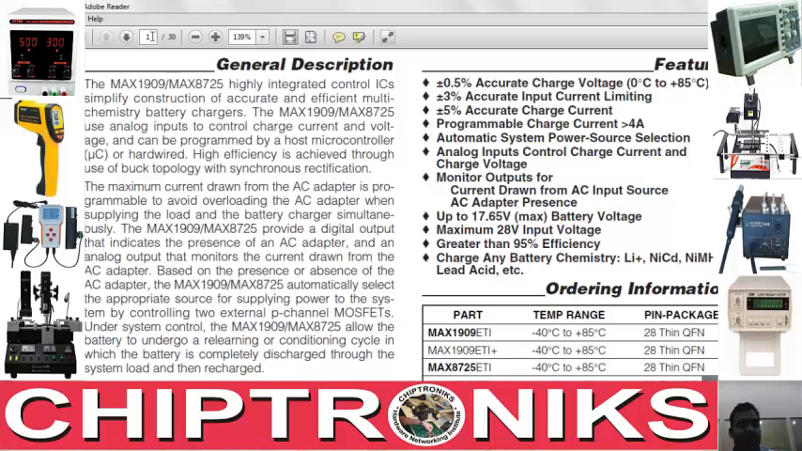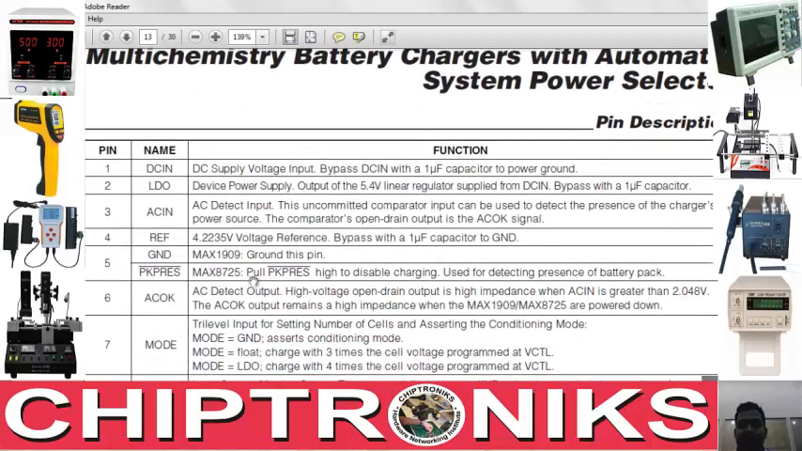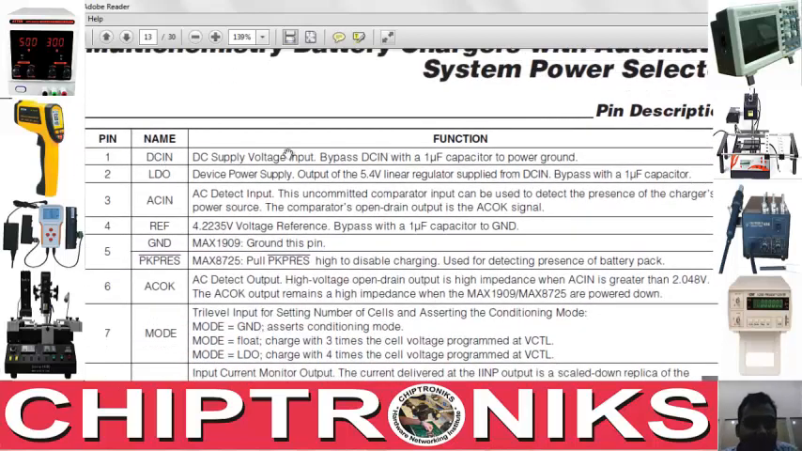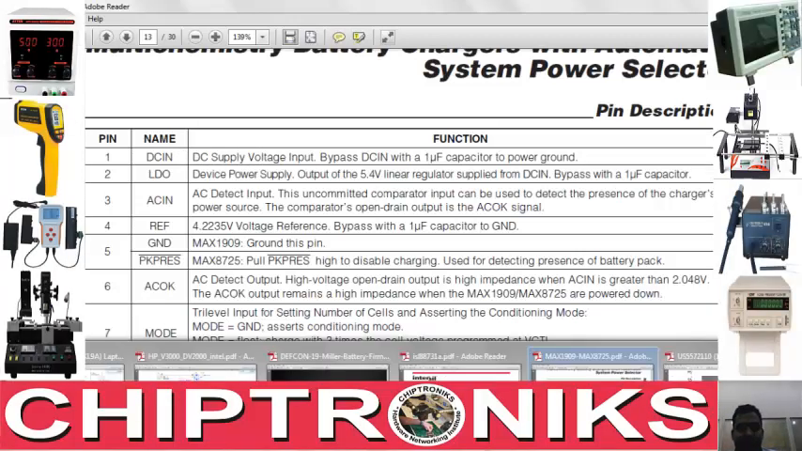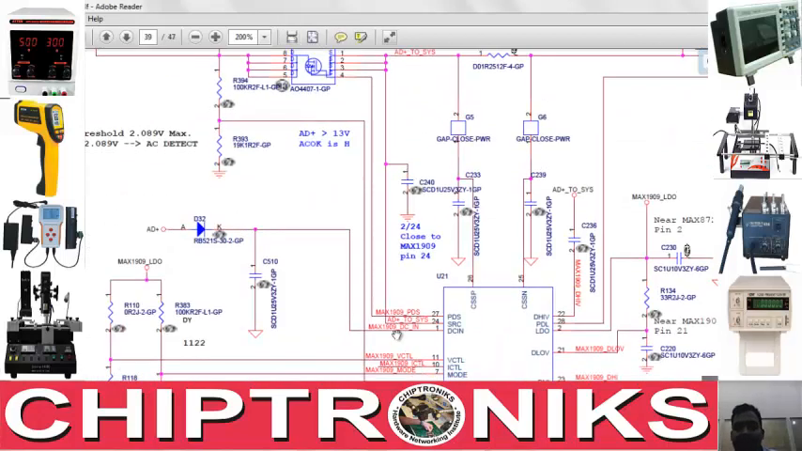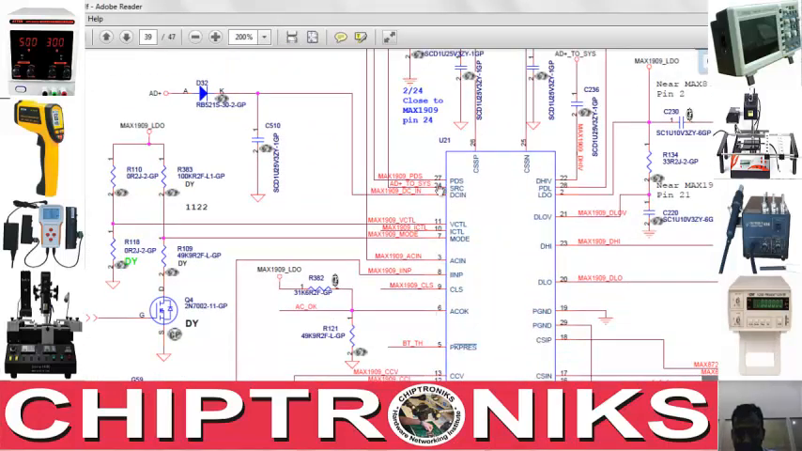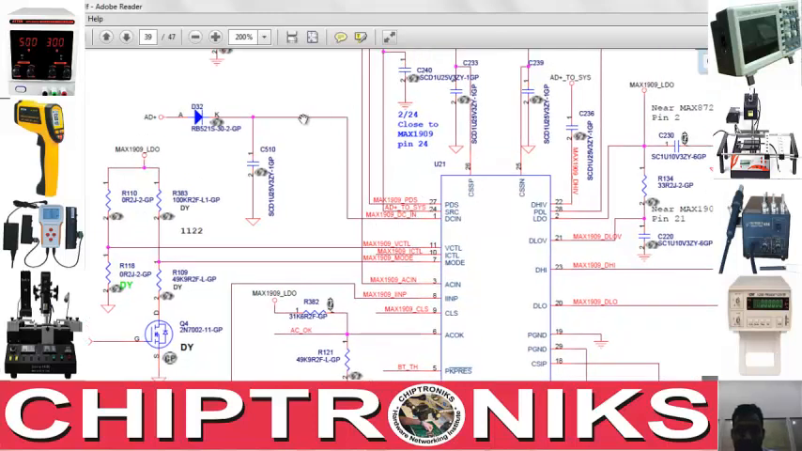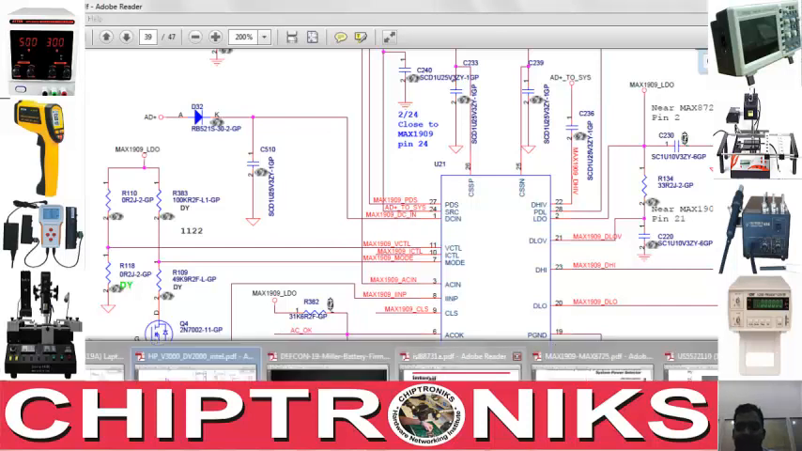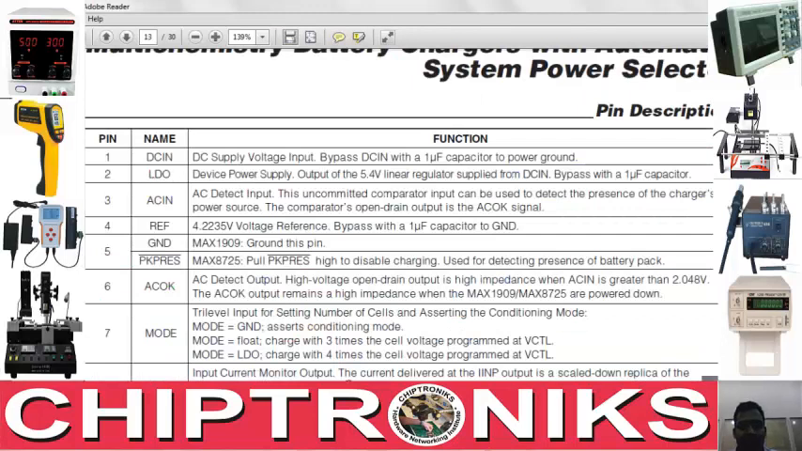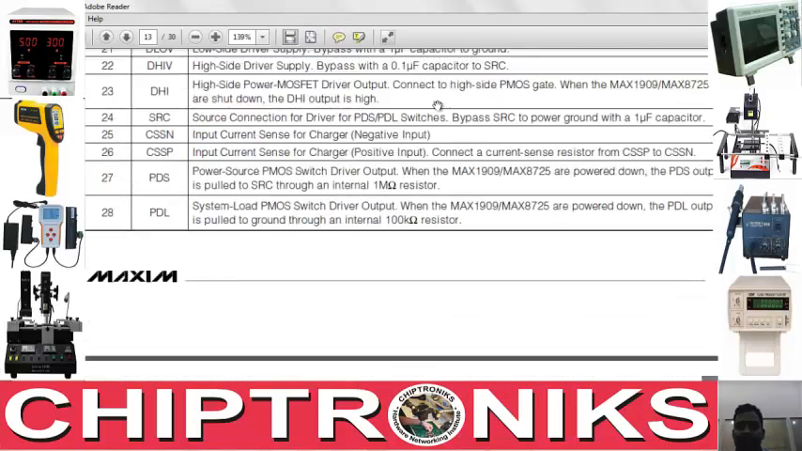Let's go directly to the pin details, because we have to understand the pins. At page number 13 we find the pin DC in. This pin is the DC supply voltage input. Let us see it in its actual implementation. Where is the DC in? Yes, DC in. The adapter voltage is connected to the DC in. Let's go back again. LDO is the device power supply. These are the pin details.